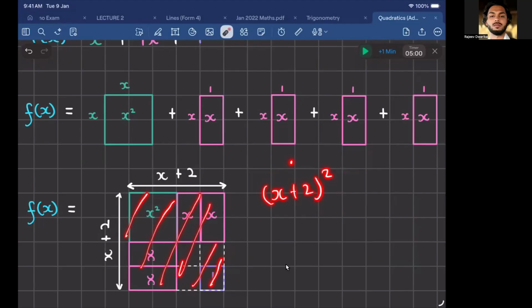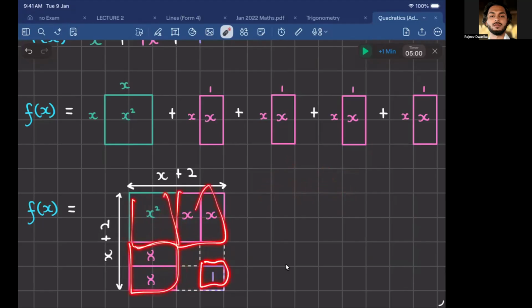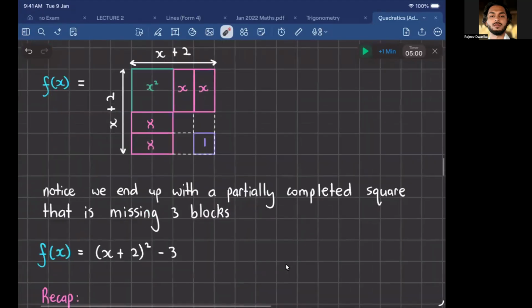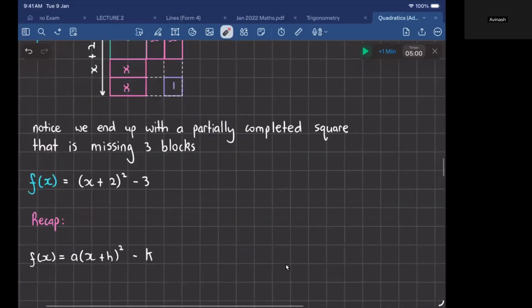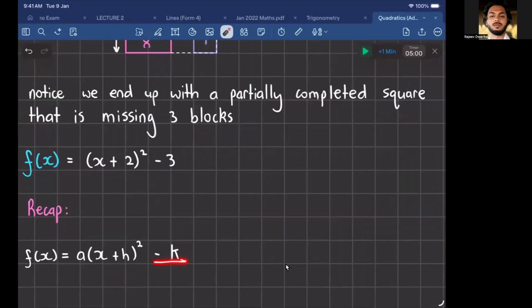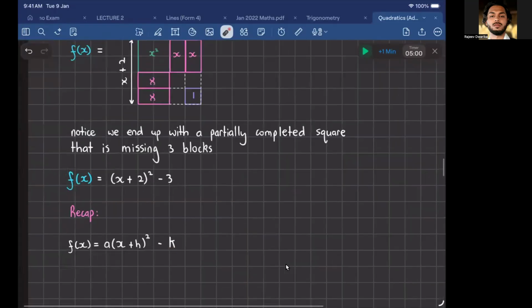We are actually missing 3, so we have to subtract 3 from this entire thing. That would leave us with what we actually had, which is x squared, x, and 1. So in a completely square form, you will have (ax + h) squared, and then minus something or plus something to make up for the blocks it was missing or the extras. If you have an extra block sticking out, you count that one when you put +1. So that is why you would see (ax + h) squared minus k.